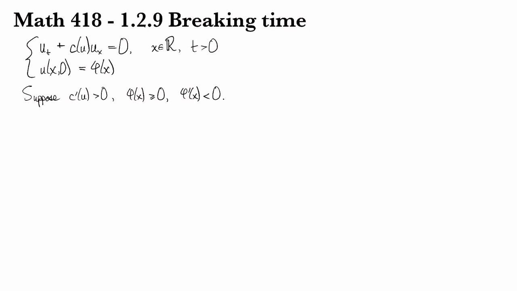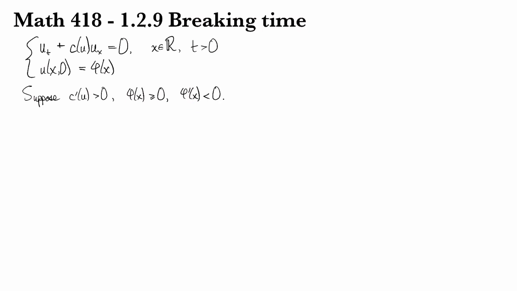So let's continue to consider this nonlinear advection equation here, and we'll take it with an initial condition phi. And we'll assume that the wave speed is increasing with density, like we talked about before. And we'll also put some technical assumptions on our initial conditions. So we'll suppose that it's non-negative, but that it's going to be a decreasing function.